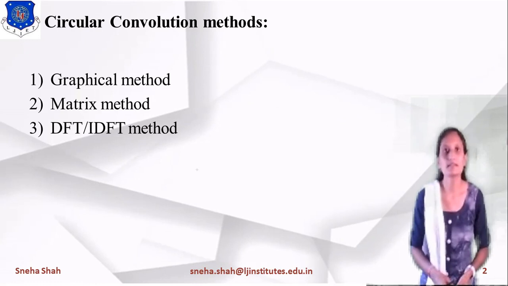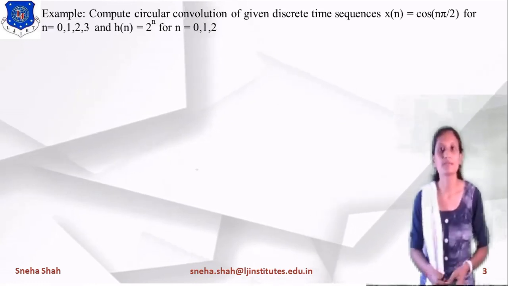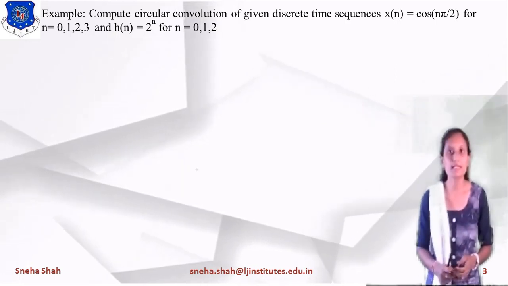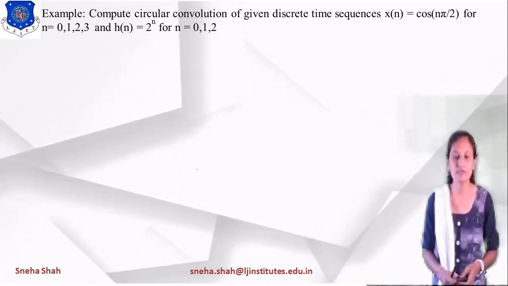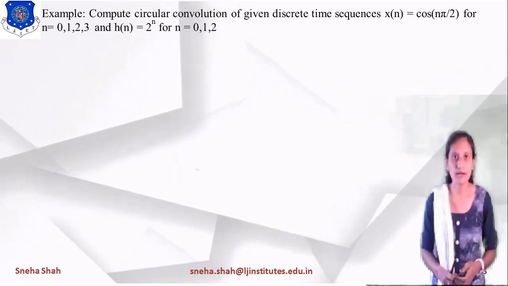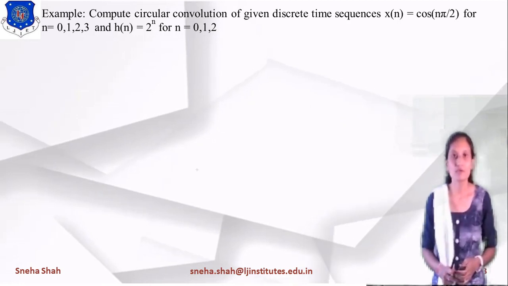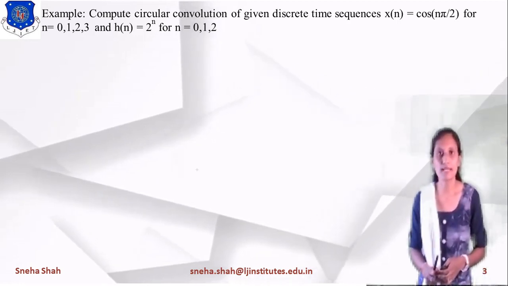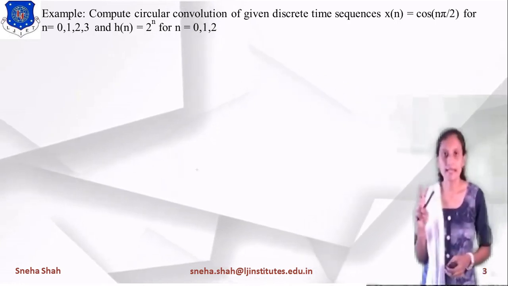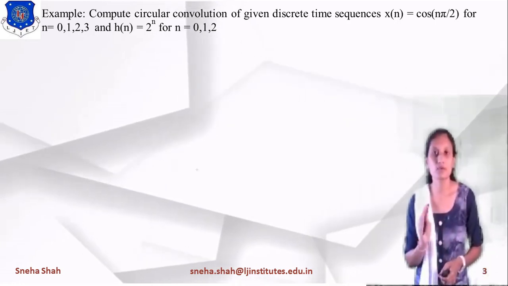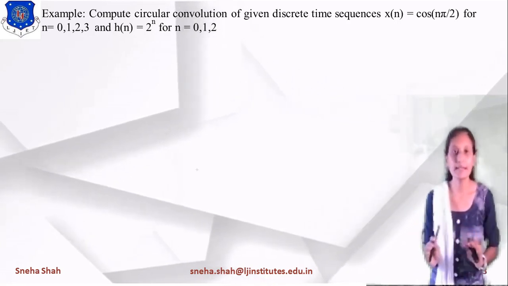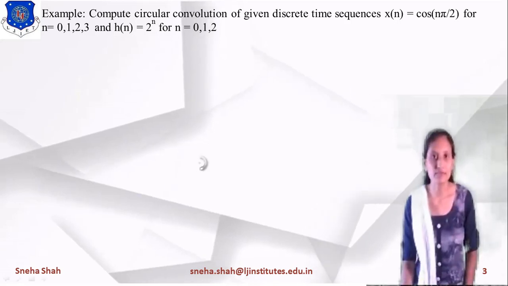Starting with solving the example of circular convolution, the first example is: compute the circular convolution of given discrete time sequences x of n equals cos n pi by 2 for n equals 0, 1, 2 and 3, and h of n equals 2 raised to n for n equals 0, 1 and 2. So you are given two sequences x of n and h of n, and you have to find the circular convolution. I will explain this example by three different techniques. The first technique is the graphical method.